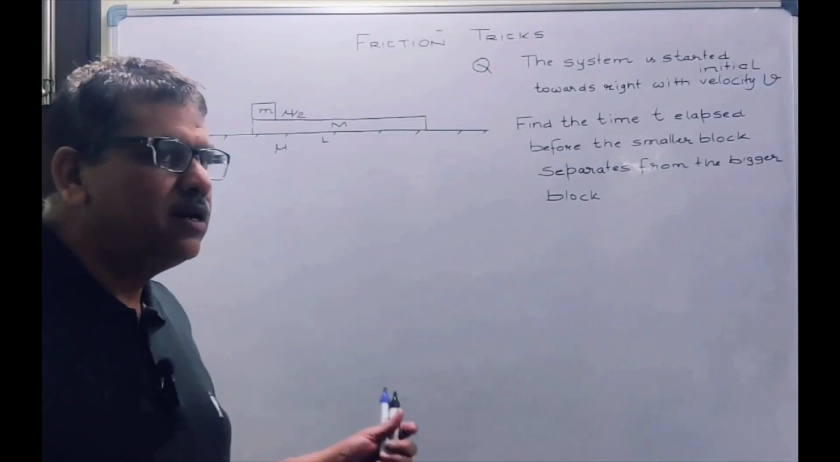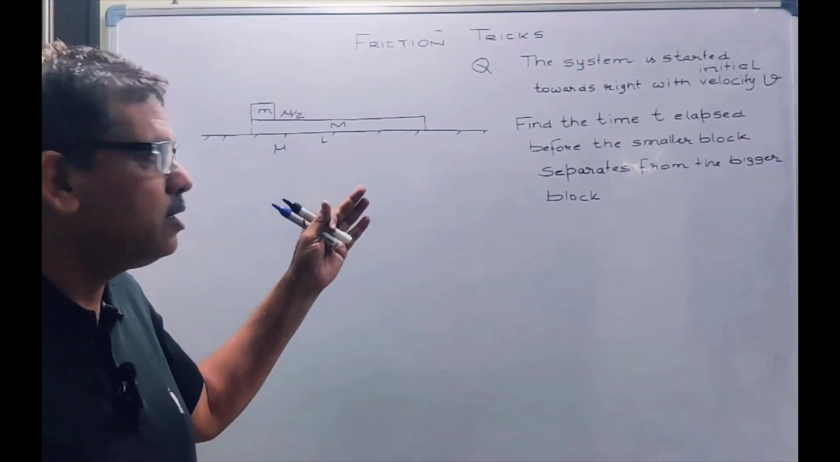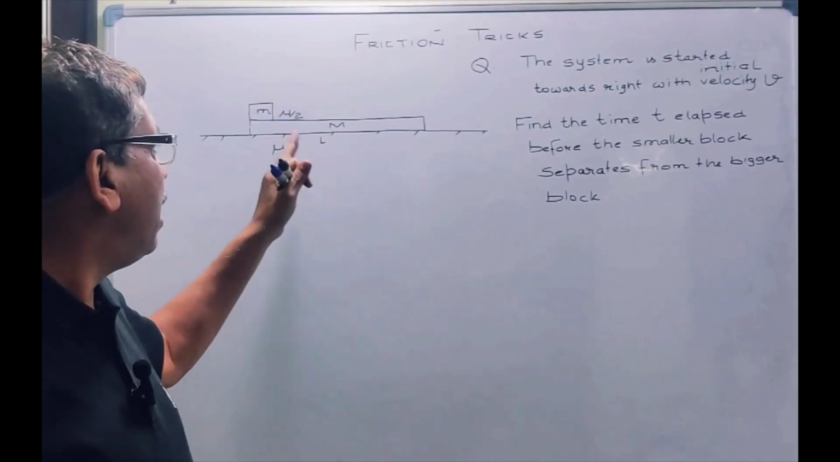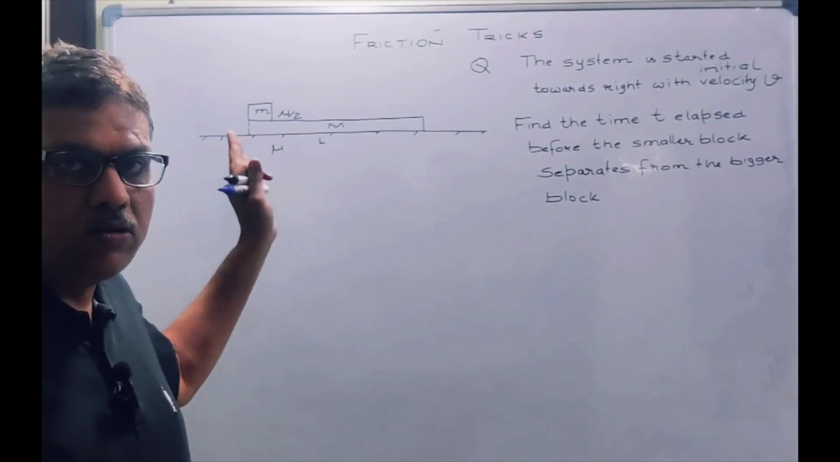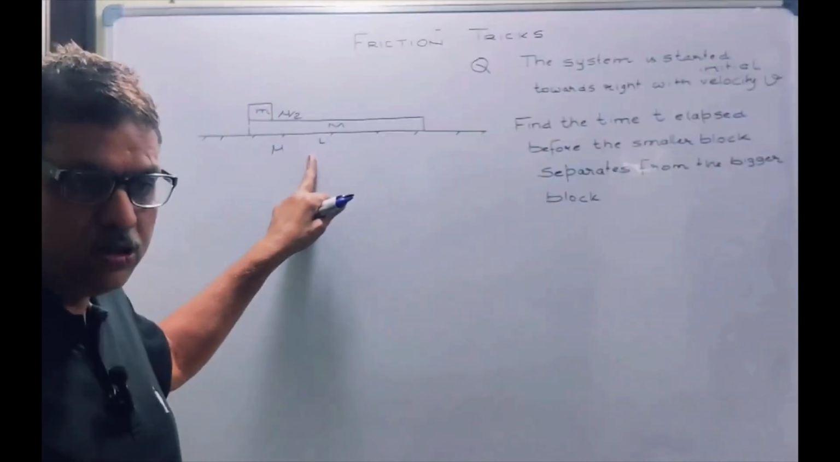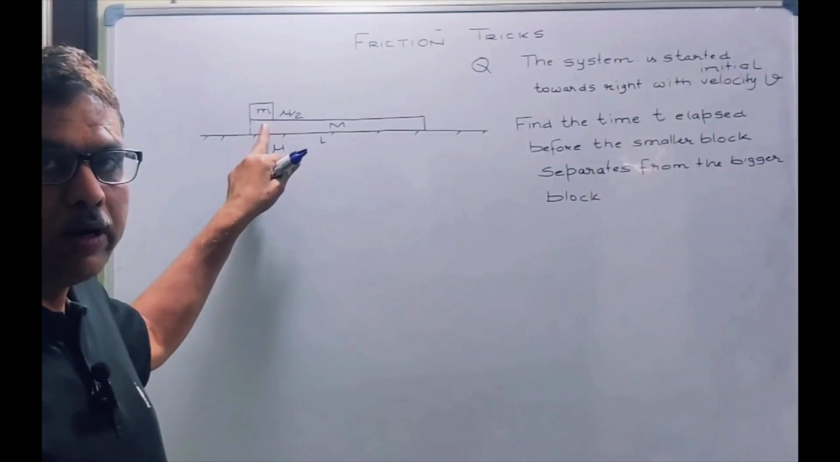Children, let us see in this example a very interesting example of friction. One plank is there of length L, mass capital M, and a smaller block is placed on the plank on the left side. Now the coefficient of friction between the plank and the ground is mu, and between the smaller block and the plank is mu by 2.